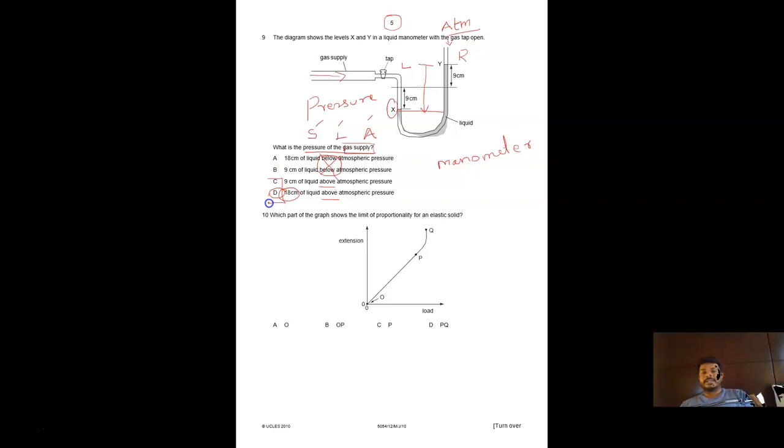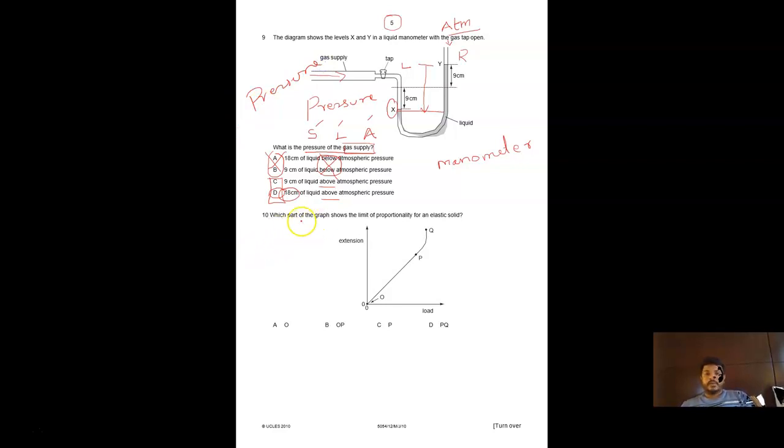So at the beginning we cancelled this because it is below the atmosphere. The gas pressure is not below the atmospheric pressure, so we cancel this. And above is here, so we select the right option by adding the lengths given in the question. Okay, students, so question number 9 is from pressure.